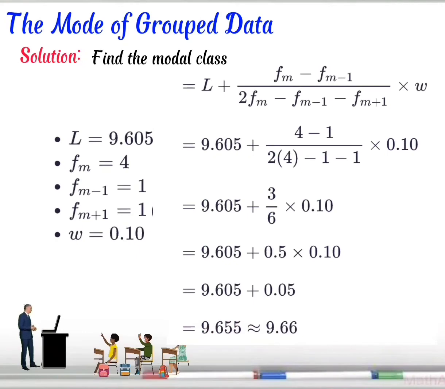Pagkatapos natin makuha ang mga values ng mga variables na kailangan natin sa formula, ay i-substitute na natin sa tamang posisyon nito. So, that's 9.605 plus 4 minus 1 over 2 times 4 minus 1 times 0.10 equals 9.605 plus 3 over 6 times 0.10 equals 9.605 plus 0.5 times 0.10 equals 9.605 plus 0.05 equals 9.665 or approximately 9.66.